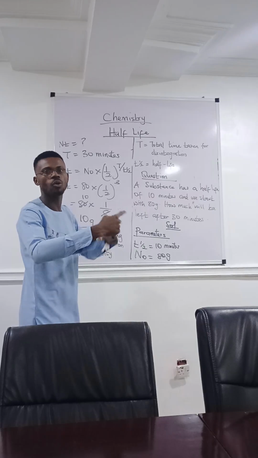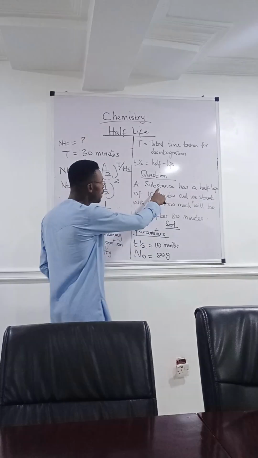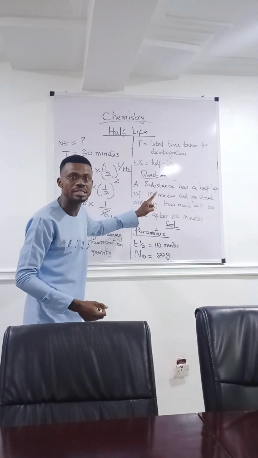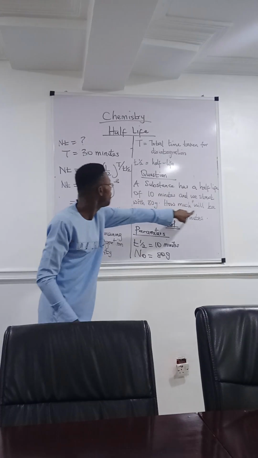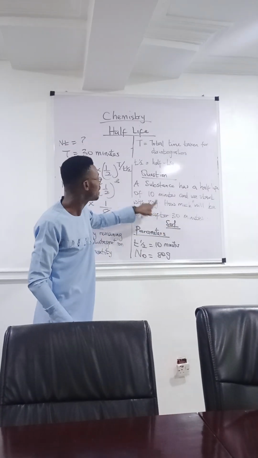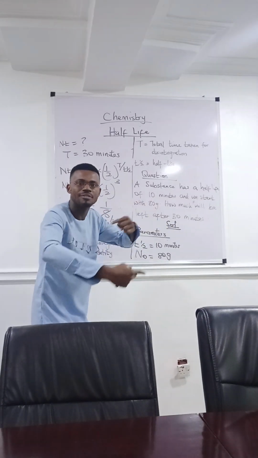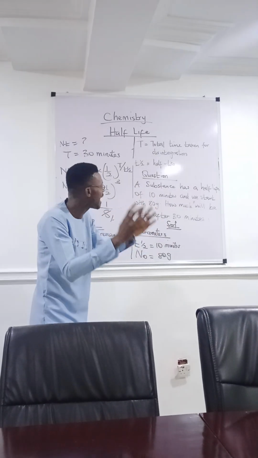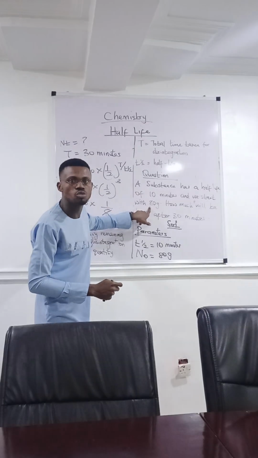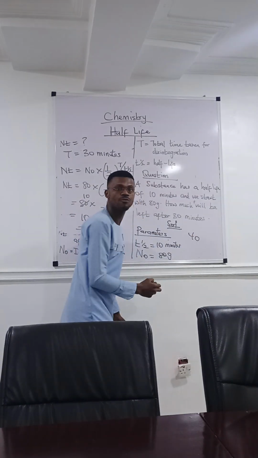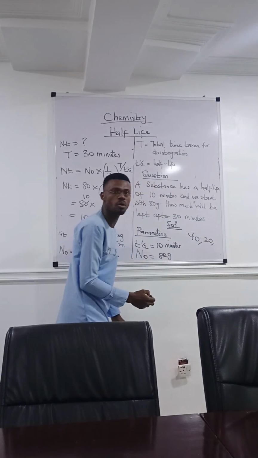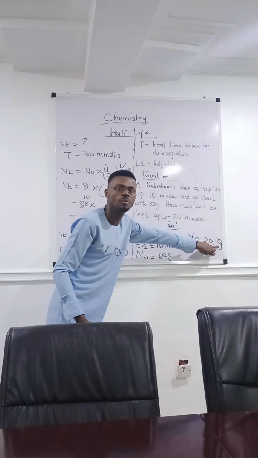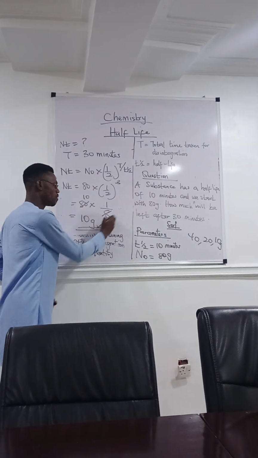Now you can confirm if your answer is correct this way. We're told the substance has a half-life of 10 minutes. After 30 minutes means 3 half-lives, because 10 plus 10 plus 10 gives me 30. So the substance will be halved 3 times. Let's start: 80 divided by 2 gives me 40, that's the first. 40 divided by 2 again gives me 20, that's the second. 20 divided by 2 again gives me 10, that's the third. So after the third half-life, 10 grams will be left. That means my answer is correct.